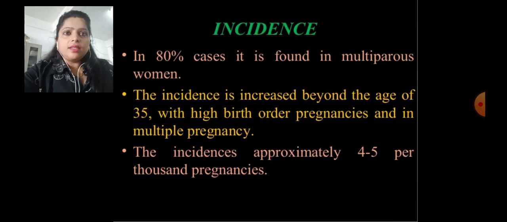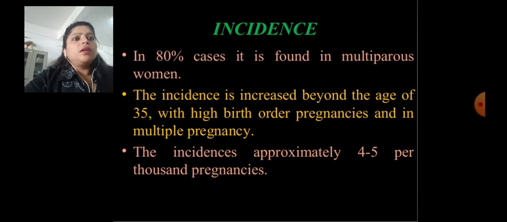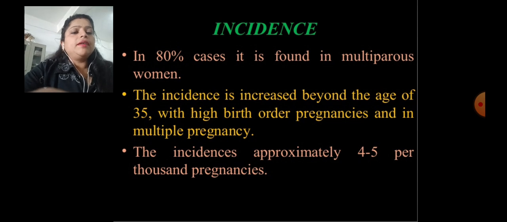Now, what is the incidence of placenta previa? In 80% of cases, it is found in multiparous women. The incidence is increased beyond the age of 35, with high parity order pregnancy and in multiple pregnancy. And the incidence is approximately 4 to 5 per 1000 pregnancies.